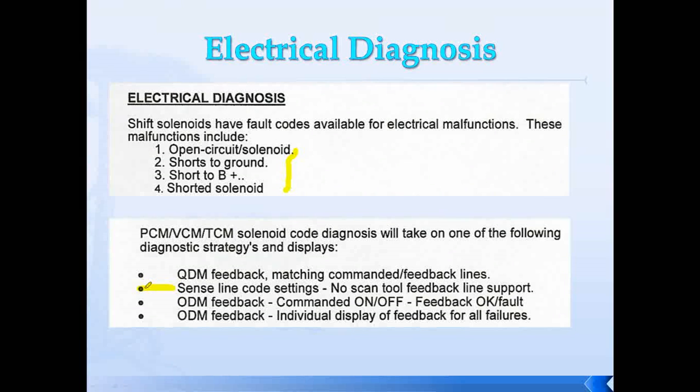If the solenoid was turned in the on position when the code set, then that means you've got either a shorted solenoid or you have a shorted B+ in the solenoid circuit.